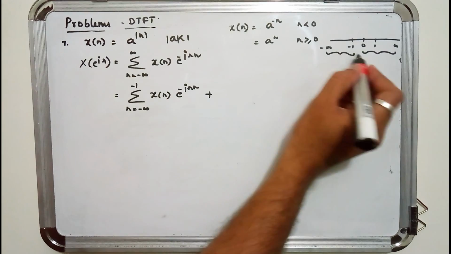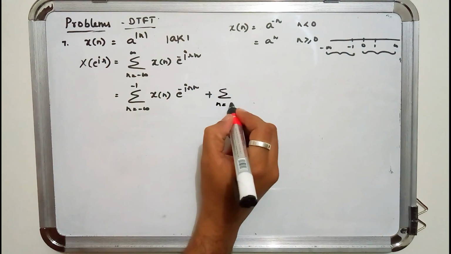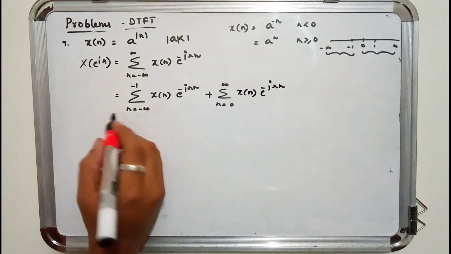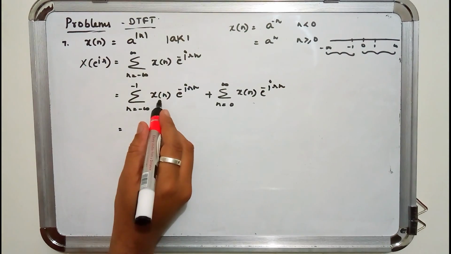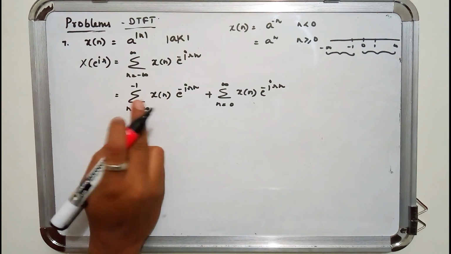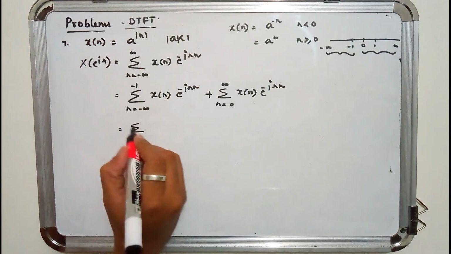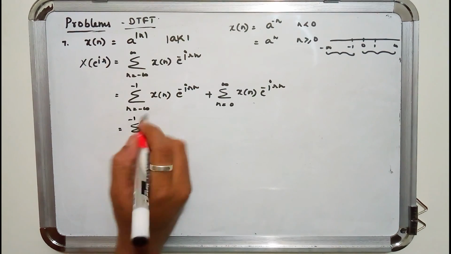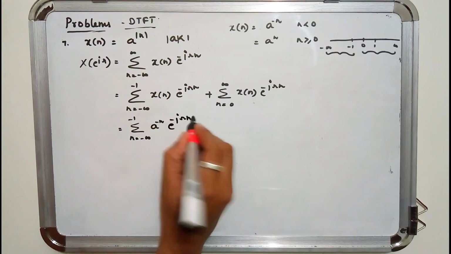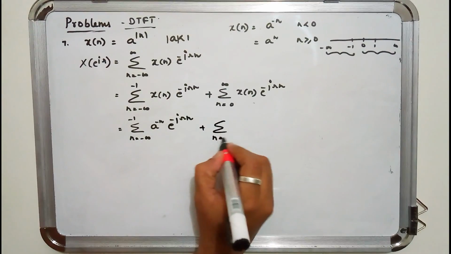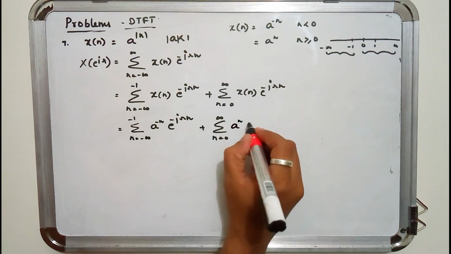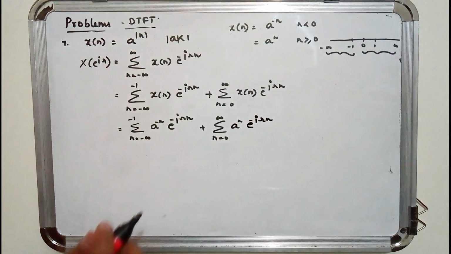So summation from minus infinity to minus 1 and summation n is equal to 0 to infinity of x of n e power minus j omega n. Now, what is x of n? For negative values of n, n is equal to minus infinity to minus 1, it is a power minus n. So, summation n is equal to minus infinity to minus 1 of a power minus n e power minus j omega n, plus summation n is equal to 0 to infinity. What is x of n for positive values of n? It is a power n into e power minus j omega n.